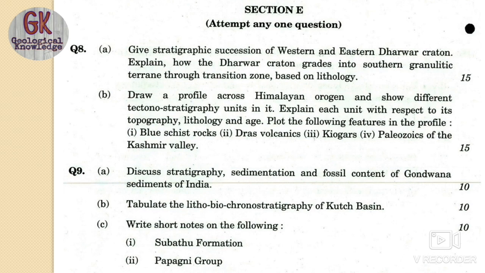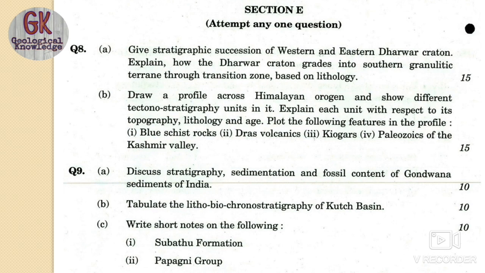Question number 8a of section E: give the stratigraphic succession of the western and eastern Dharwar Craton and explain how the Dharwar Craton grades into the Southern Granulite Terrain through the transition zone based on the lithology. Previously, in the 2019 paper there was a Singhbhum Craton question, and in 2018 there was a Dharwar Craton question. As we have discussed in the previous discussion also, one craton will be asked in each and every exam, each and every year.